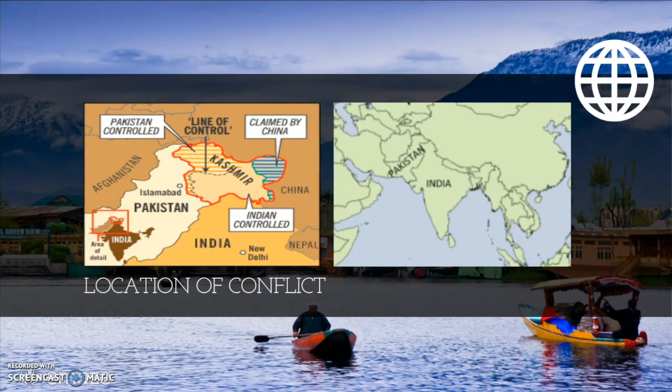The map on the right shows India and Pakistan at a global scale, and the map on the left shows a close-up of India and Pakistan and Kashmir's proximity to these countries.